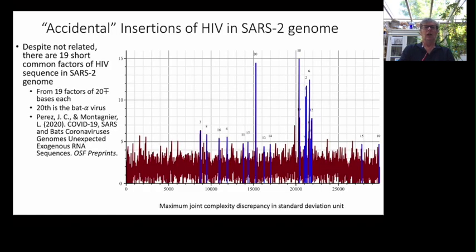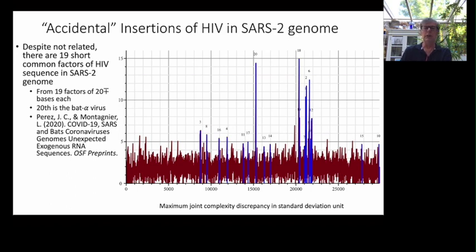So, although they are not related, Perez and Montagnier have discovered that there was accidental insertion of HIV factors in the SARS-2 genome. Here, there is a paper where there is the localization of all these 19 factors, which are of length 20, so very short compared to the length of the genome, which is over 30,000.